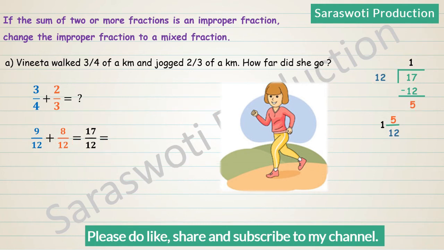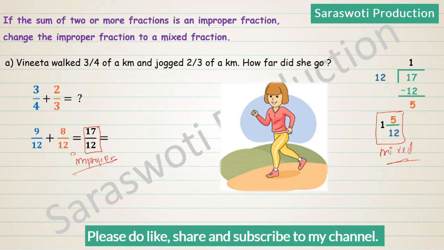So this means that if we have an improper fraction, like in this case 17 by 12, our answer is going to be 1, 5 by 12 as a mixed fraction. So we have got the improper fraction here, and here we have got our mixed fraction. I hope it is clear how to convert improper to mixed.